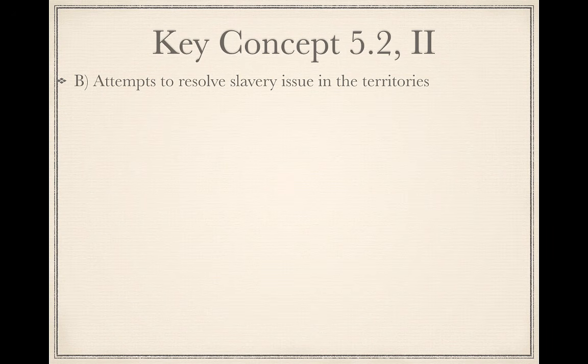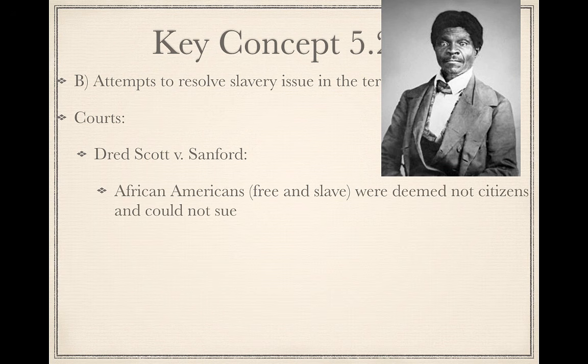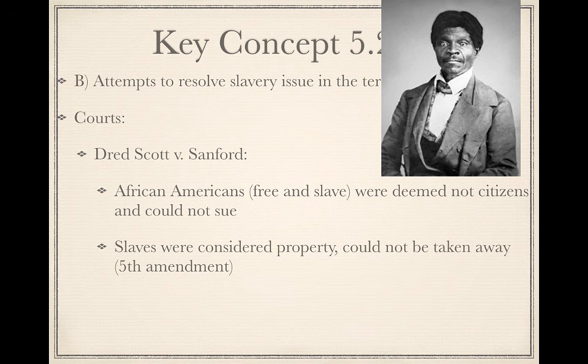Okay, so let's talk about attempts to resolve the slavery issue in the territories. Through the courts, we have the Dred Scott versus Sanford case, and here is Dred Scott. He was a slave who sued for his freedom because he had been taken to a free territory, and the Supreme Court ruled that African Americans, both free and slave, were deemed not to be citizens of the United States, and they could not sue. This is a very similar outcome to the Cherokee Nation versus Georgia Supreme Court case, in which John Marshall stated that Native Americans were not citizens and could not sue.